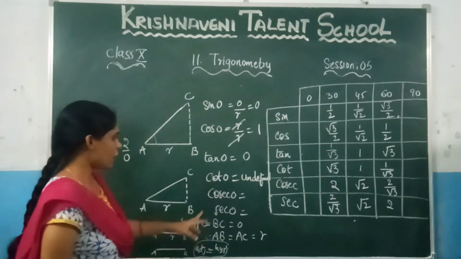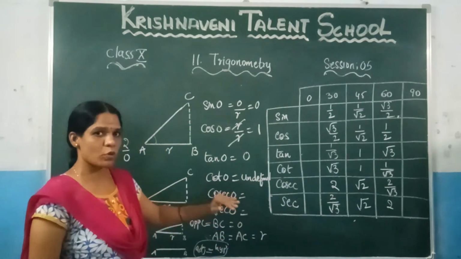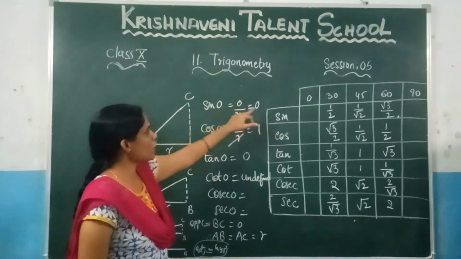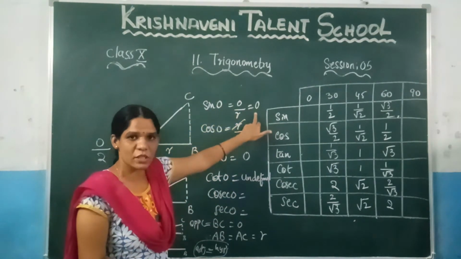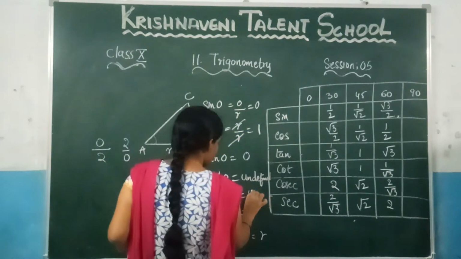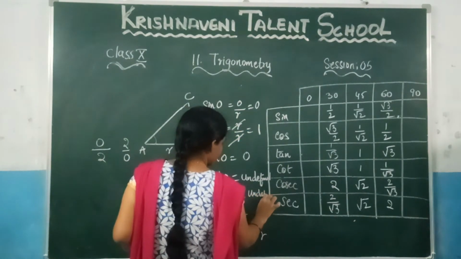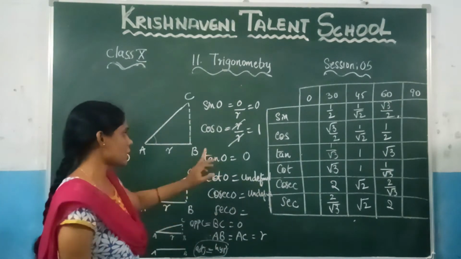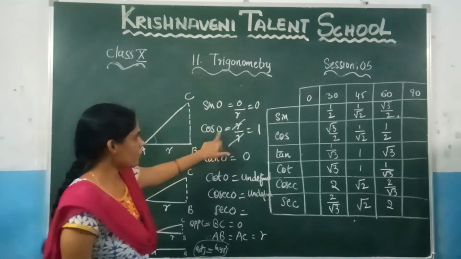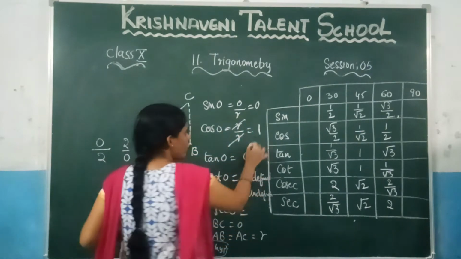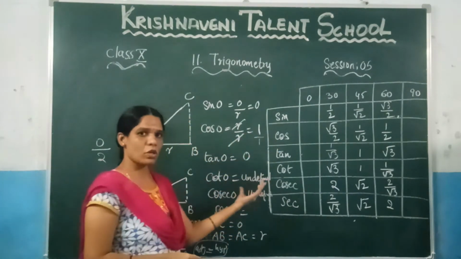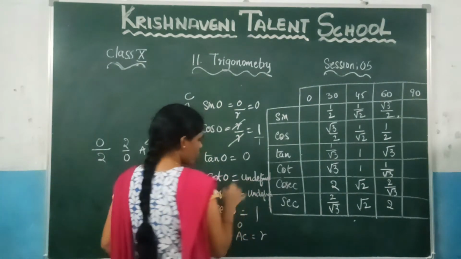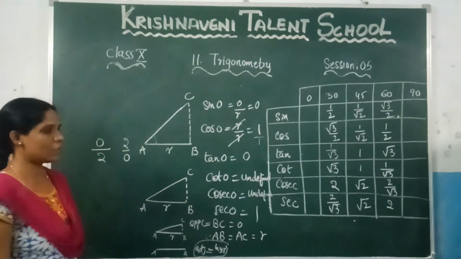And now find the value of cosecant 0. What is the reciprocal of cosecant? It is nothing but sine. So the sine value is 0. Again the reciprocal of 0 is undefined. So this value is undefined. And what is the reciprocal of secant? Which is nothing but cos. So here 1, you can write it as 1 by 1. So what is the reciprocal of 1 by 1? Which is nothing but again 1 by 1. So the value here is equal to 1.